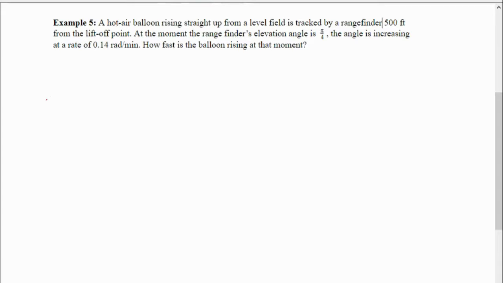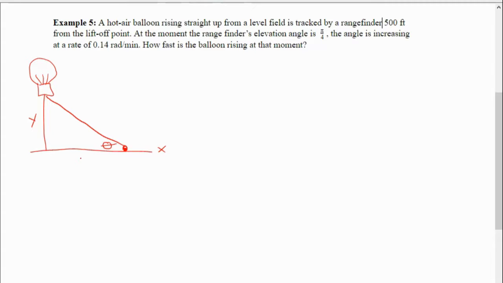Okay, so let's draw ourselves a picture. So we have the horizontal ground, and then we're talking about a balloon rising up. Let's just make ourselves a basket balloon. This is a Y here, this is some kind of X. And then it says a rangefinder, so we'll say this is a rangefinder over here watching the balloon rise up at a particular angle. Okay, so we can kind of see what's happening here. That angle, we'll call it theta.